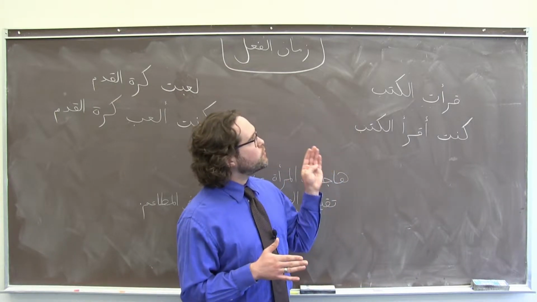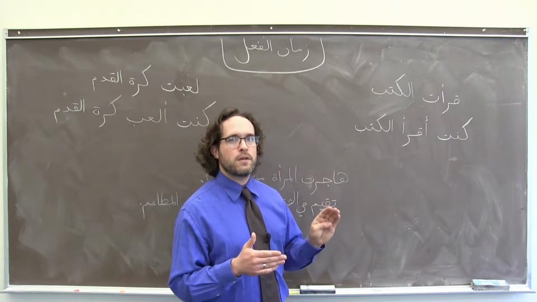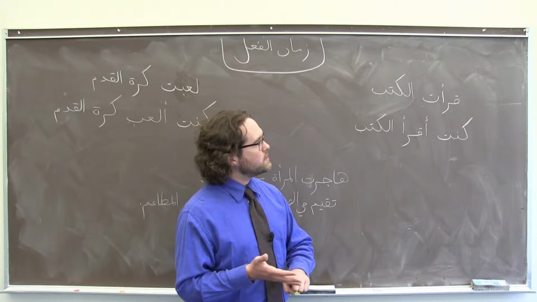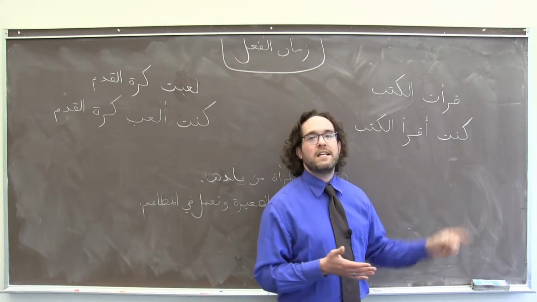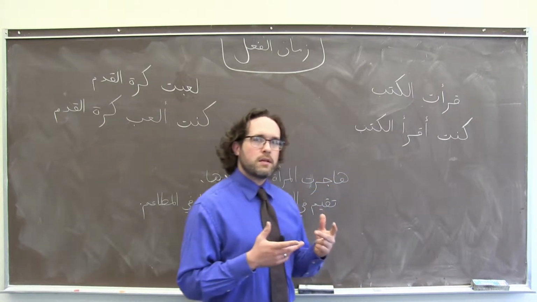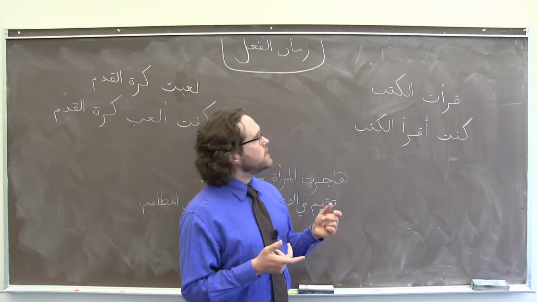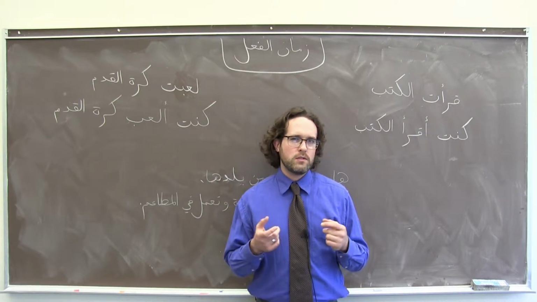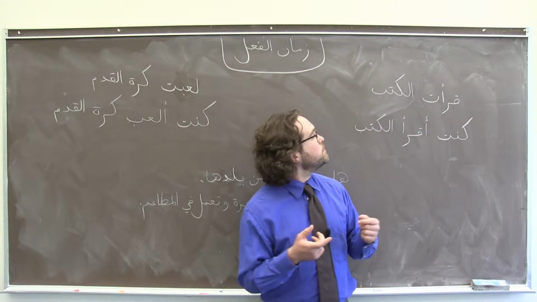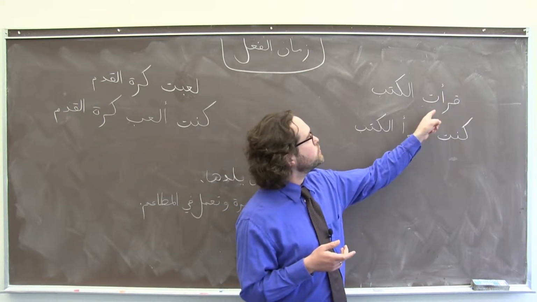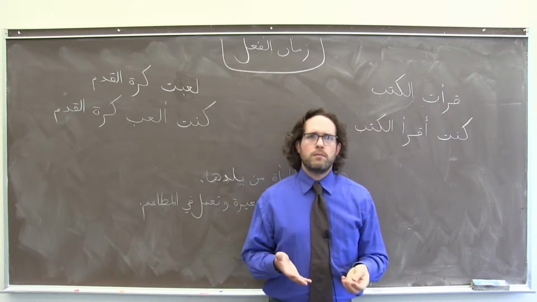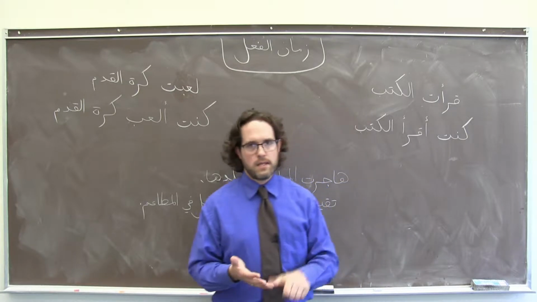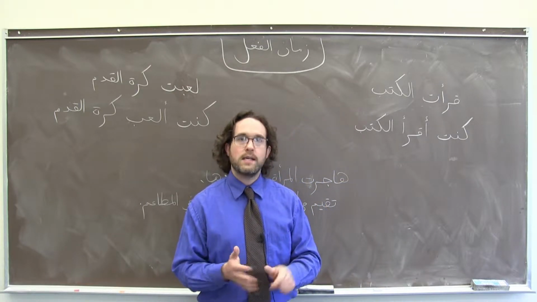I want to talk more specifically about the difference in flavor that we get when we use a conjugated past tense verb or a present tense verb preceded by kana, because they do have different meanings. If I use a conjugated past tense verb, it has the implication of doing something once or doing something for a short period of time. If I said qara'tu al-kutub, it would mean I read the books. And as in English, the idea would be I did it once, or I did it quickly, and it's over and done.